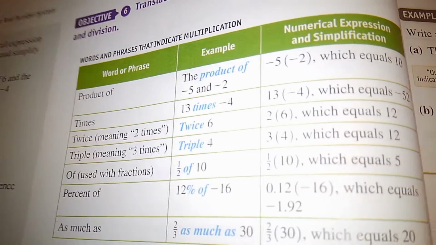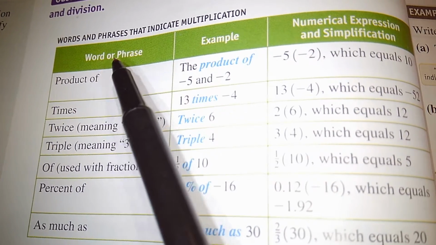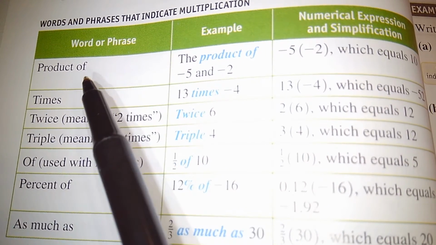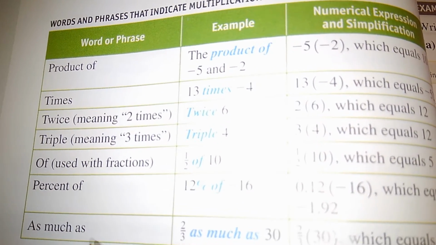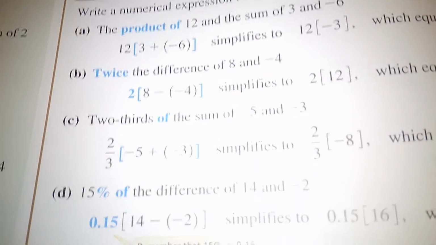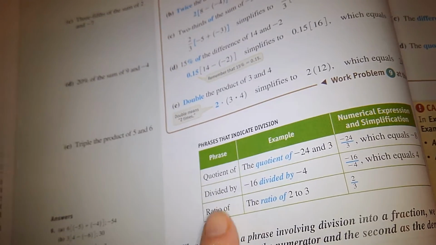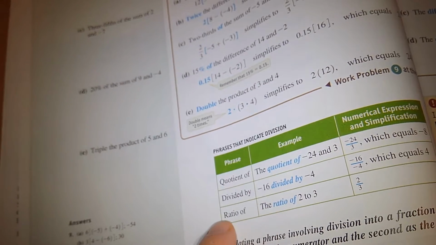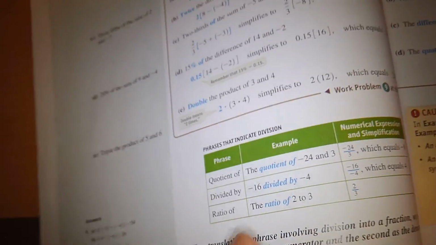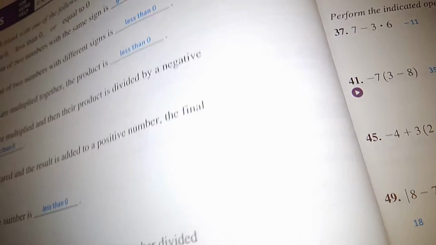However, there are some other tables in the textbook that you can pay attention to. So what are the key words and phrases for multiplication? Product of, times, twice, triple, of, percent of, as much as. Keywords for multiplication. And when you encounter keywords like quotient of, divided by, ratio of, which operation should we use? Division, right? Okay, so I think we're ready to do the practice questions in section 1.6.